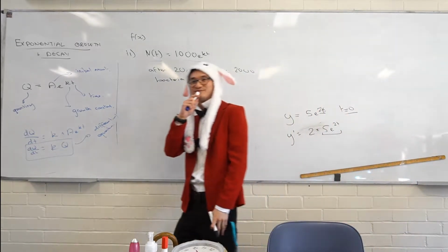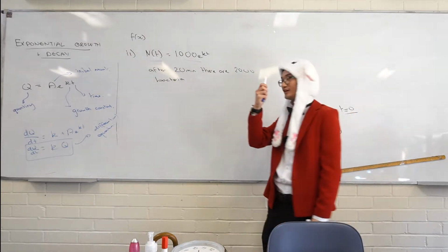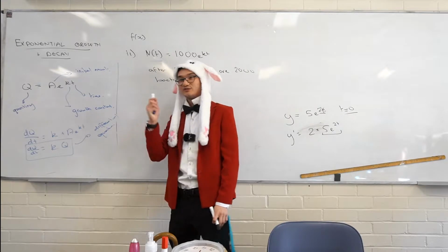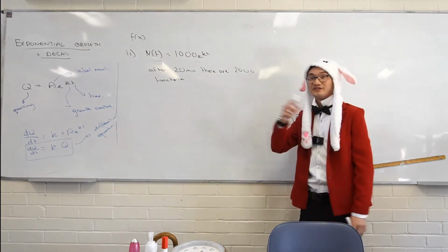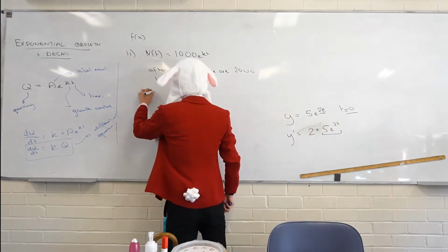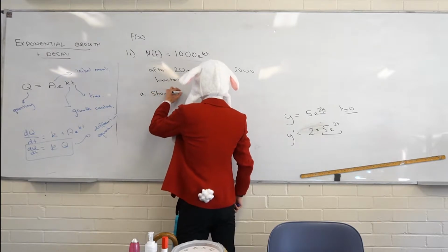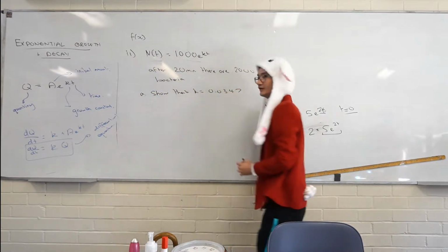It's not a trick question. There's a K, and that's actually really important. This is the first common type of question that they put in exams: they want you to find the K value first. In fact, the first question says, show that K equals 0.0347.